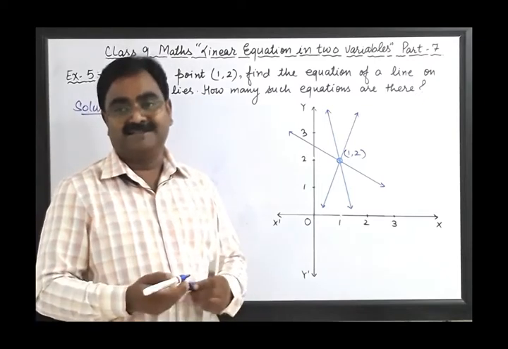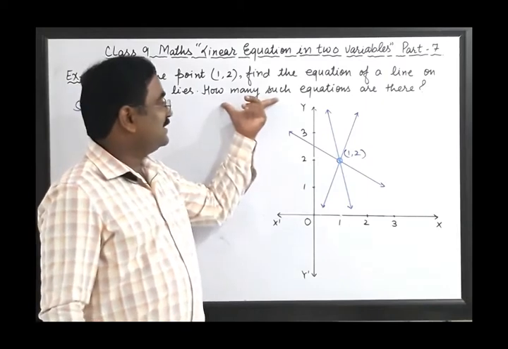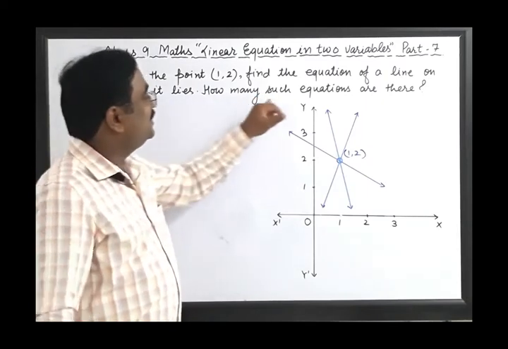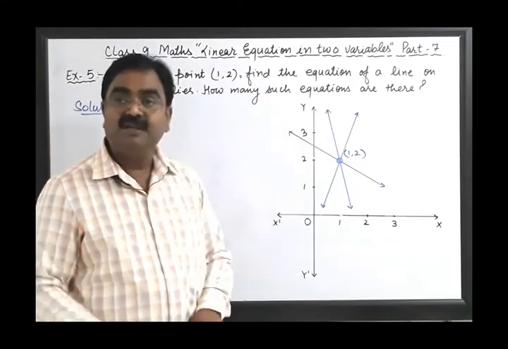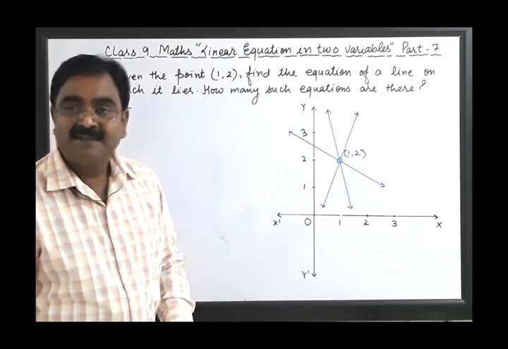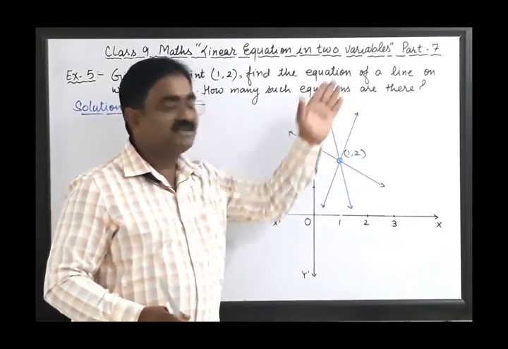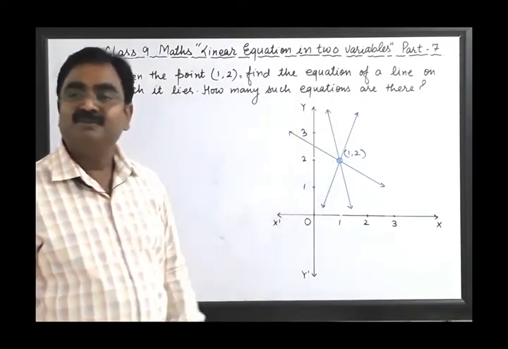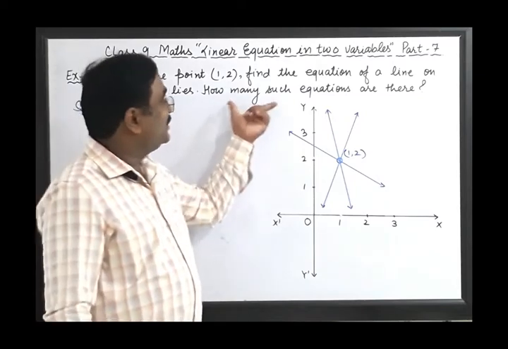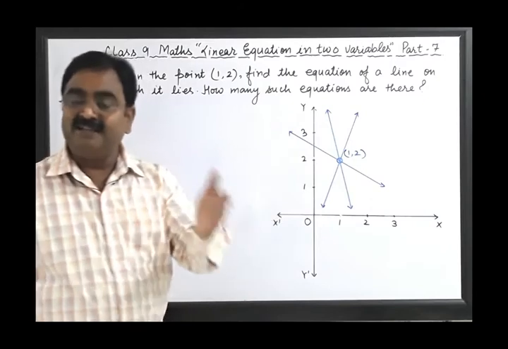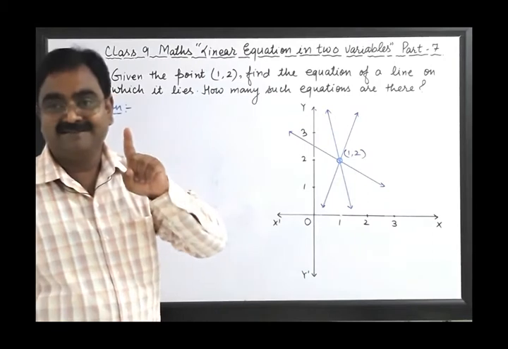Now look, that's the answer of the second question, you got it. How many such equations are there? If you can draw infinite number of lines, it means that you can find infinite equations passing through this given point. One result has come, children. So how many such equations are there? There are infinite equations passing through this given one point, right?